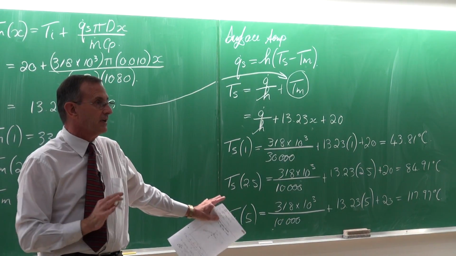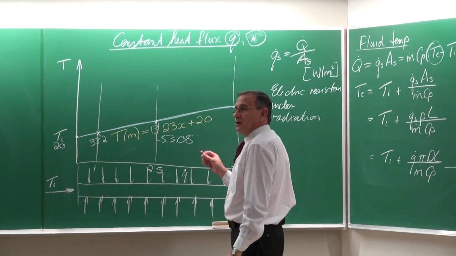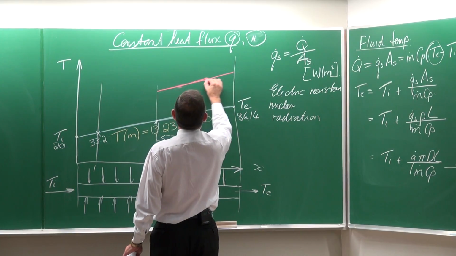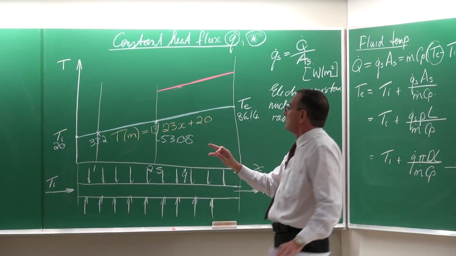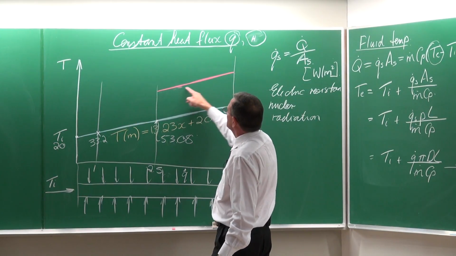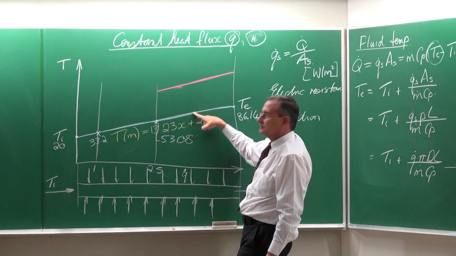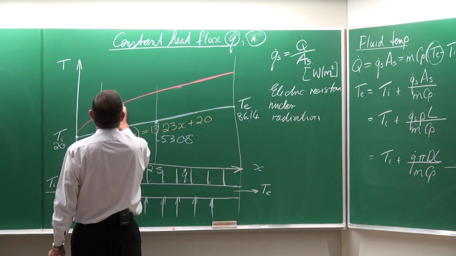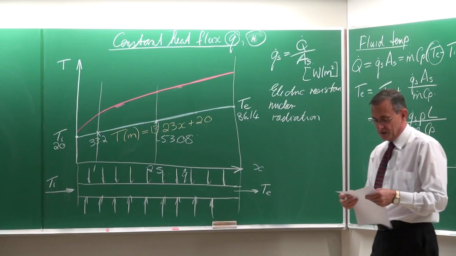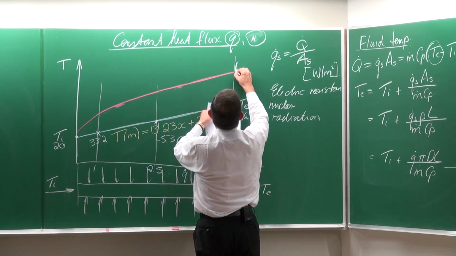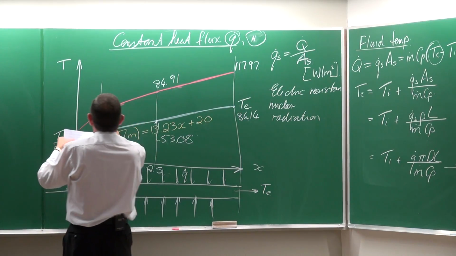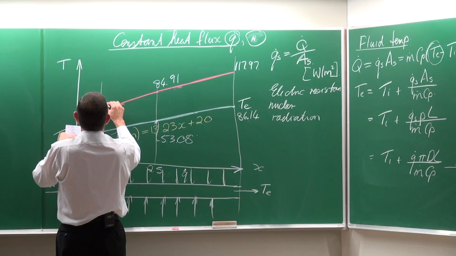Are you all comfortable with that? It's very simple. Let's go back to the sketch to really indicate what is happening here. If you plot this graph, and I've done it just for 3 points, but you can do it for 10 or whatever, you're going to see that this line of the surface temperature has the same gradient as this line. And the surface temperature does something like that. So that is the surface temperature. This temperature is 117.97, that surface temperature is 84.91, and that one is equal to 43.81.